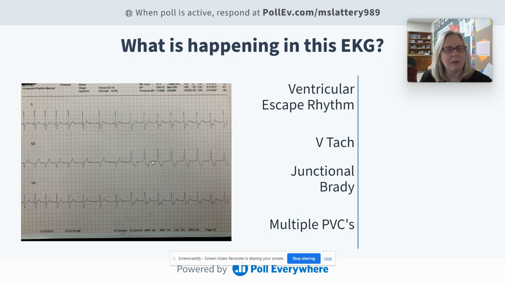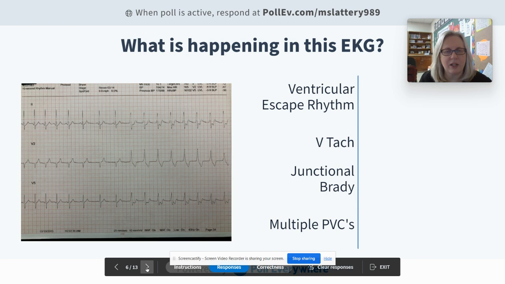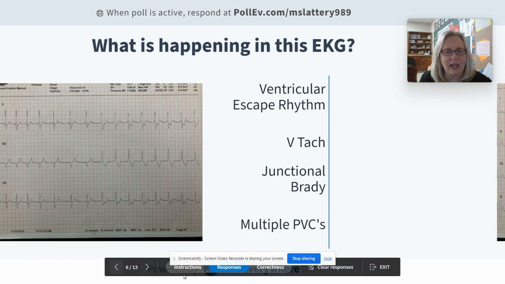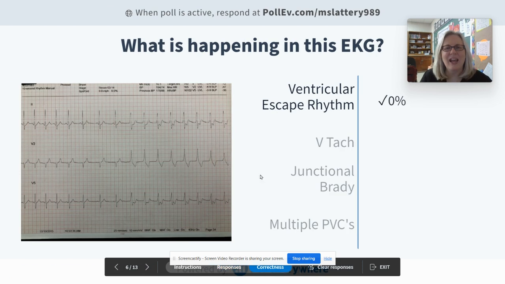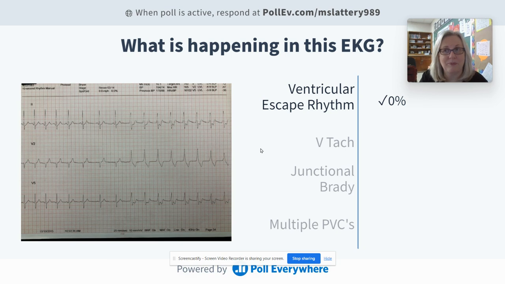These are big wide PVCs, right? PVCs, though, when they come in multiples in a row, come really close together on top of each other. So it would be called VTAC if they were really close to each other. They are not close to each other though. So this is considered a ventricular escape.